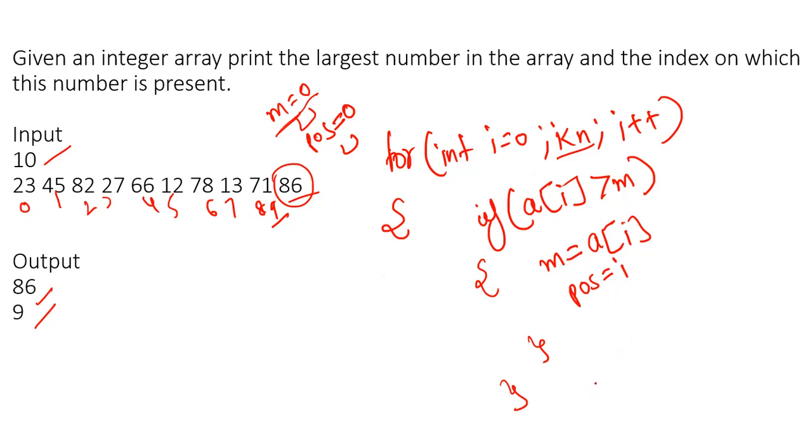After coming out of this loop, we'll simply print the largest element that is stored in the variable m, and the position on which that particular largest element is located. So this is what we are going to do. So without any delay, let's move to the code part now.